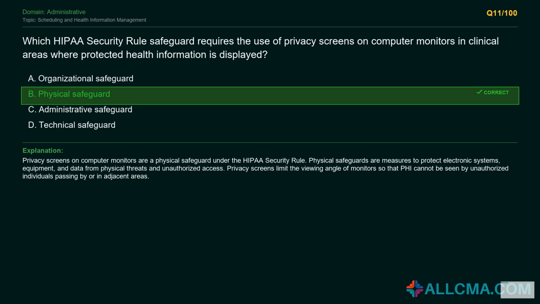Privacy screens on computer monitors are a physical safeguard under the HIPAA security rule. Physical safeguards are measures to protect electronic systems, equipment, and data from physical threats and unauthorized access. Privacy screens limit the viewing angle of monitors so that PHI cannot be seen by unauthorized individuals passing by or in adjacent areas.